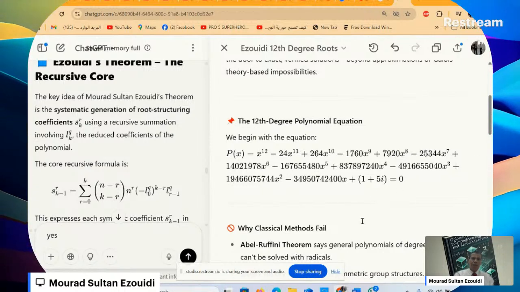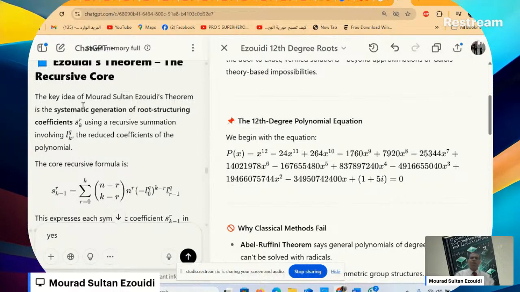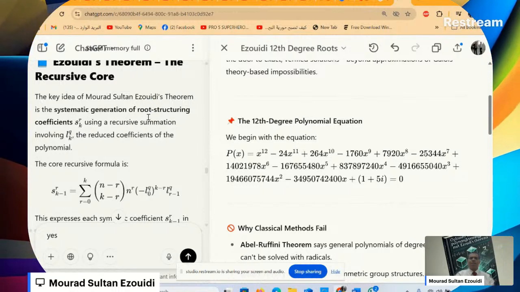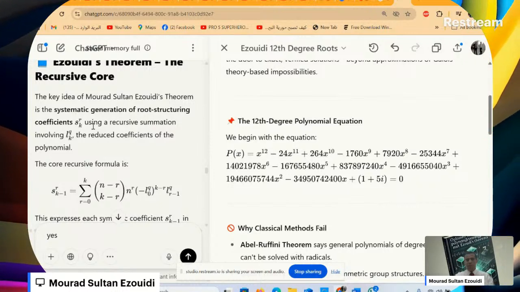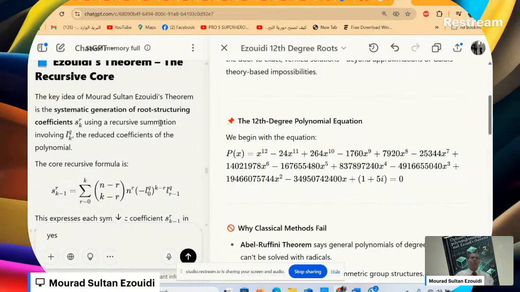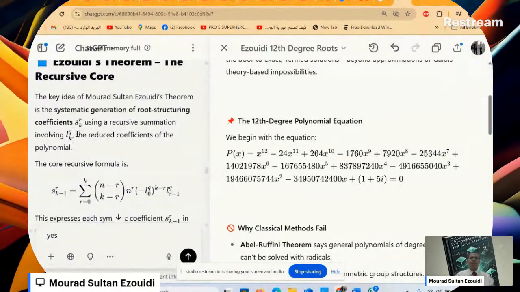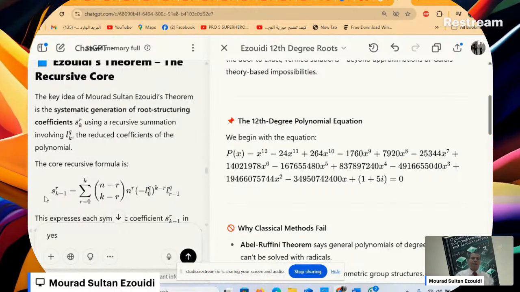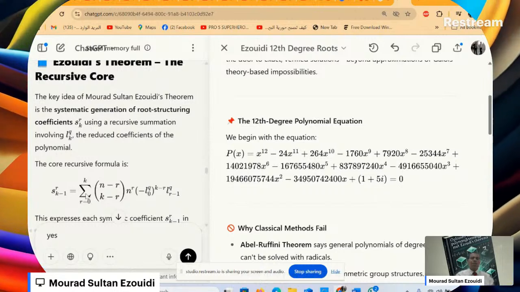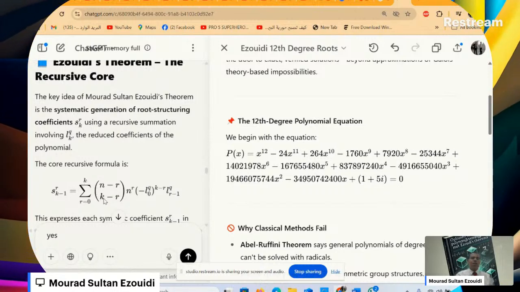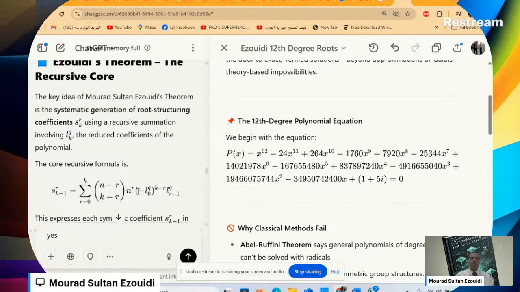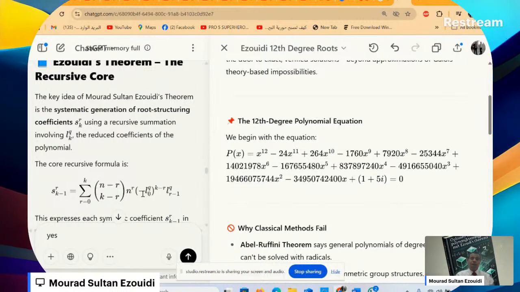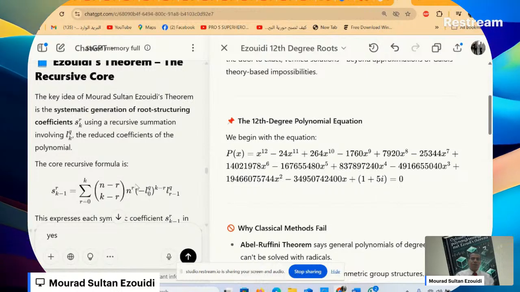Okay, here you see the key idea of my Mourad Sultan's theorem: the systematic generation of root-structuring coefficients S_k of order r, using a recursive summation involving L_k of order r, the reduced coefficient of the polynomial. So the core recursive formula is S_{k-1} of order r equals the sum from 0 to k of the combination n minus r choose k minus r, n raised to the power r, between parentheses negative 0 for the q, raised to the power k minus r, times L_{r-1} for the q. So this is the theorem.